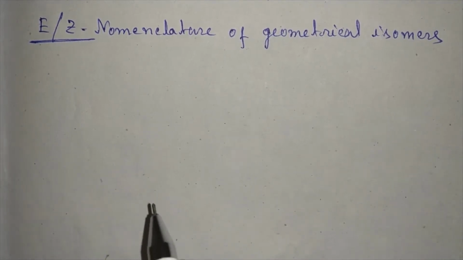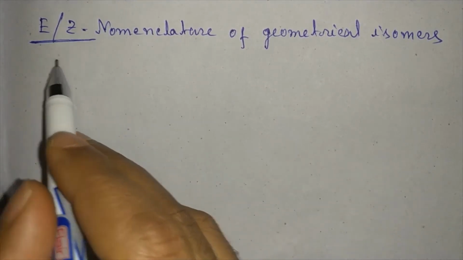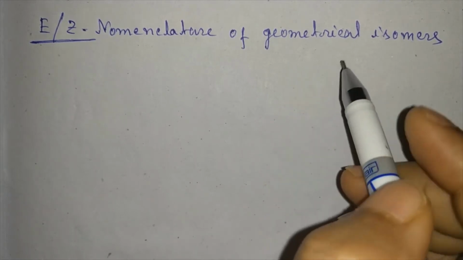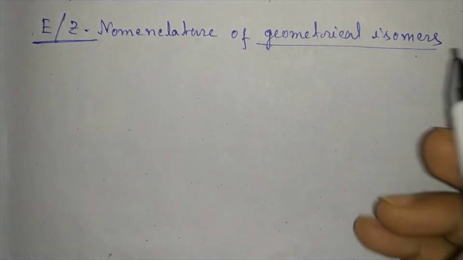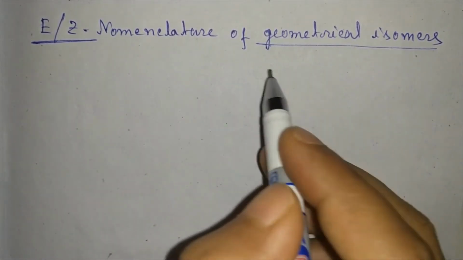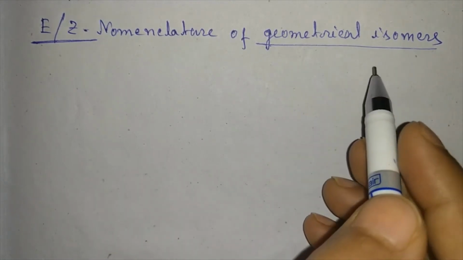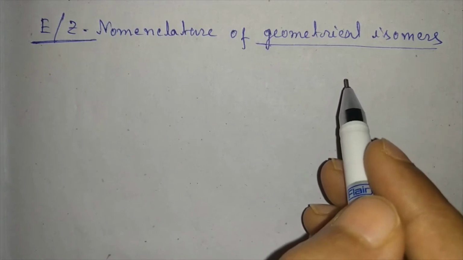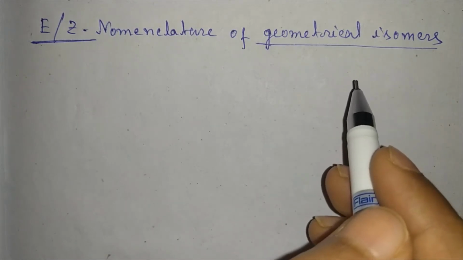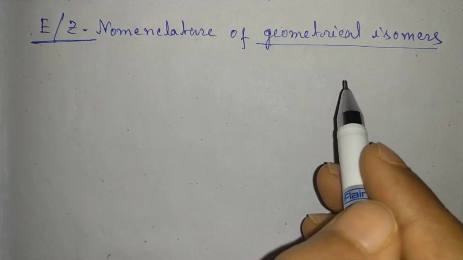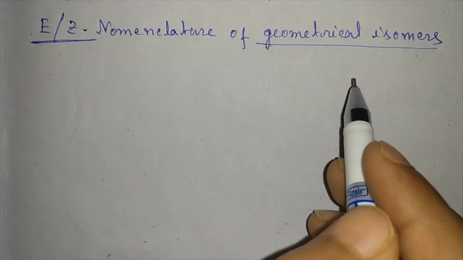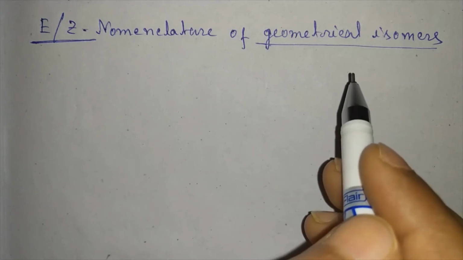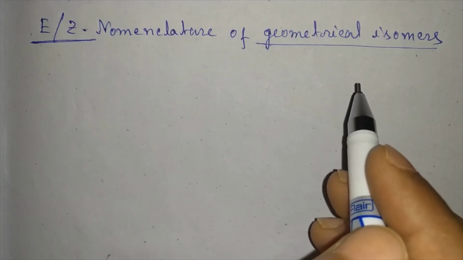Today I am here with one topic, that is E-Z nomenclature of geometrical isomers. So first we have to know what geometrical isomers are. Geometrical isomerism arises when there is a restricted rotation of bonds between two atoms.